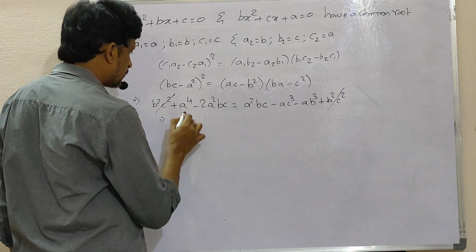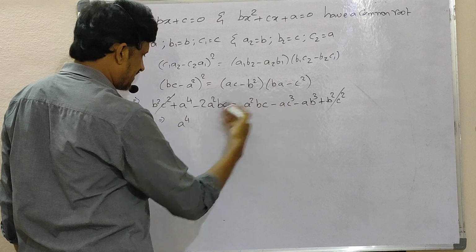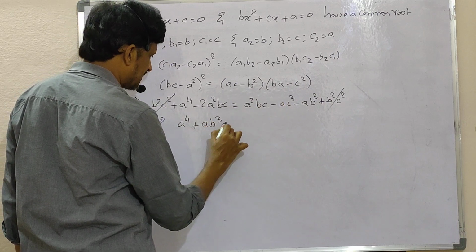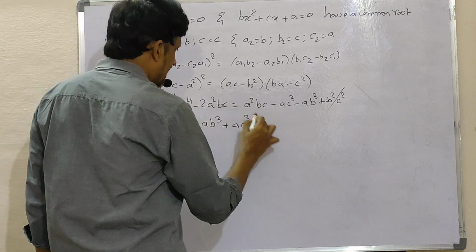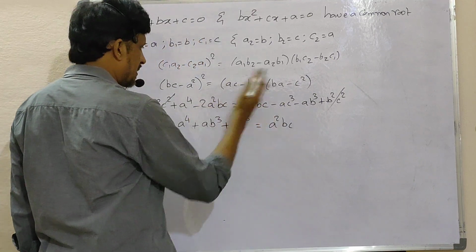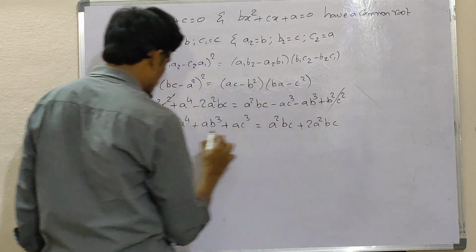Now write all the terms together. Here it is a power 4 minus ab cube minus ac cube. If you write here, you will get ab cube plus ac cube. In the RHS part, a square bc is there. Now write this minus 2a square bc there. This will be plus 2a square bc.